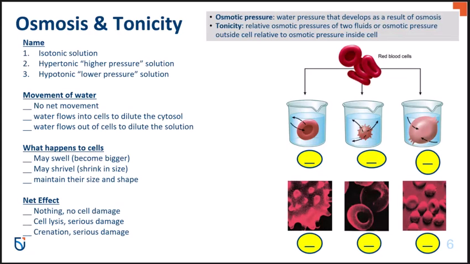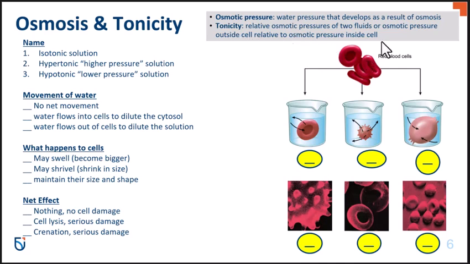Let's apply osmosis now to the human body, to human cells. And we're going to be looking at two terms, osmosis, which we've already defined, and tonicity. We're going to define osmotic pressure, though. Osmotic pressure would be water pressure that develops in a solution as a result of osmosis into a solution. We call this osmotic pressure.